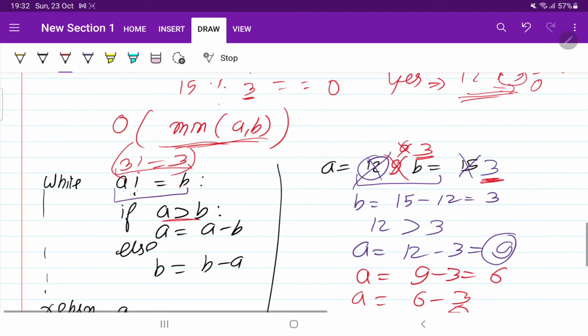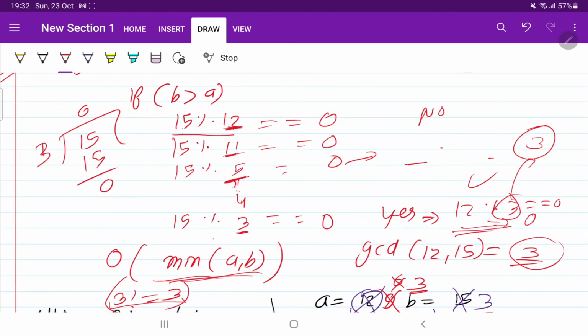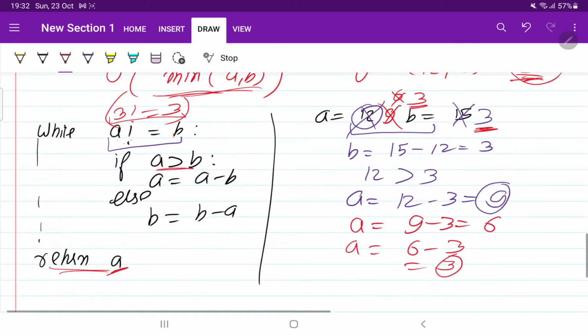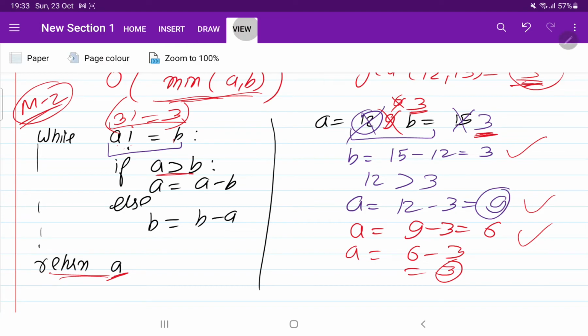And we know that if you want to find the GCD of 12 and 15, the greatest common divisor, 3 is the greatest common divisor. That we have seen above also. Here also we got the answer 3. So this was the optimized approach. See what we have done: first we reduced the value of B, and then two times we reduced the value of A. So here also the time complexity is decreased, right? This is the optimized approach.